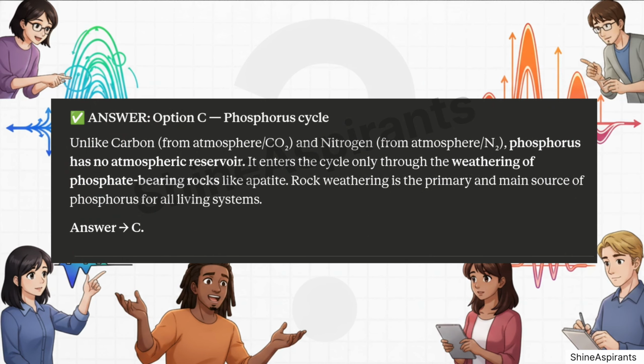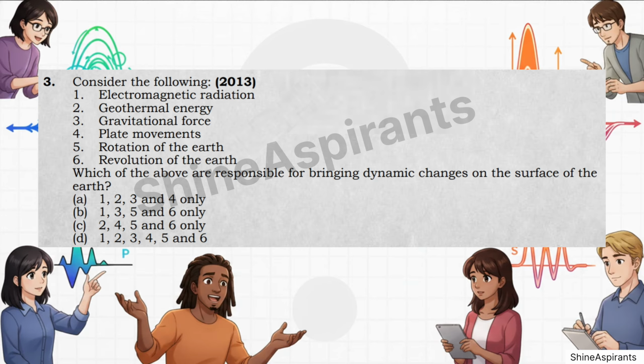Option C. Phosphorus cycle. Unlike carbon from atmosphere CO2 and nitrogen from atmosphere N2, phosphorus has no atmospheric reservoir. It enters the cycle only through the weathering of phosphate-bearing rocks like apatite. Rock weathering is the primary and main source of phosphorus for all living systems. Answer C. Question 7, UPSC Prelims 2013.